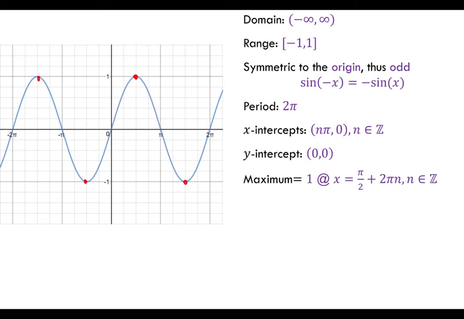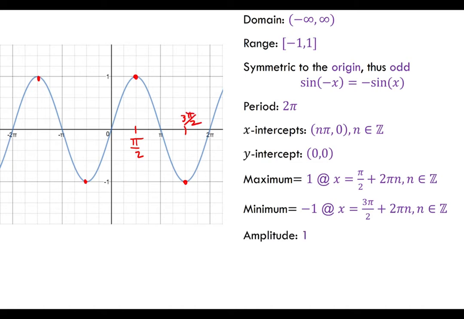So maximums and minimums occur here. And if we want to label where those maximums occur and where the minimums occur, notice that the maximums occur at pi halves, plus every cycle repetition, or every period. So pi halves plus 2 pi n is where our maximums occur. And then at 3 pi halves plus 2 pi n, that's where our minimums occur.